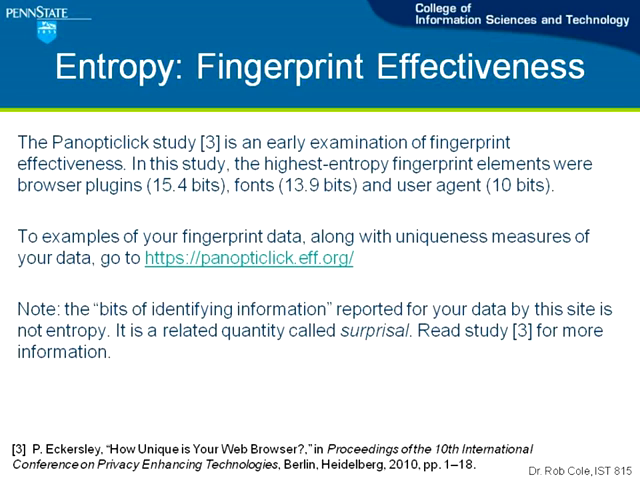Fingerprint studies have examined the entropy associated with various fingerprint data, so we know what the effective ones are. For example, the Panopticlick study found that browser plugins at 15.4 bits, fonts at 13.9 bits, and the user agent at 10 bits are some of the most effective individual fingerprint data elements. Obviously, combining these into a composite fingerprint will increase the entropy over that of any one fingerprint element alone, which is why fingerprinters will try to collect as much data on you as they can.